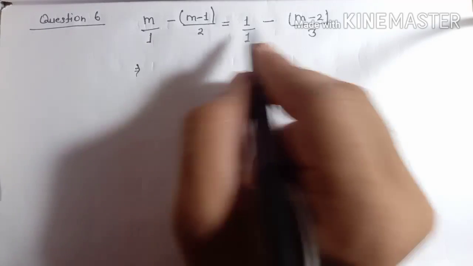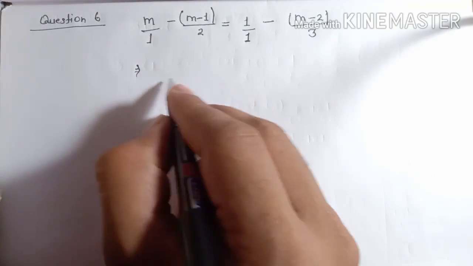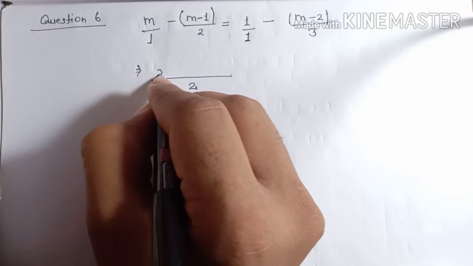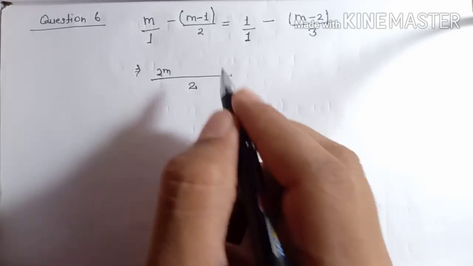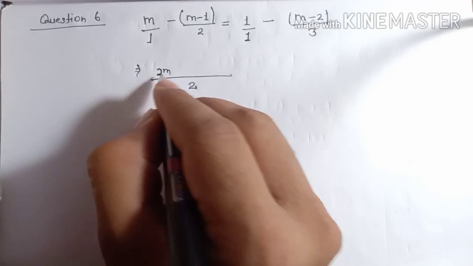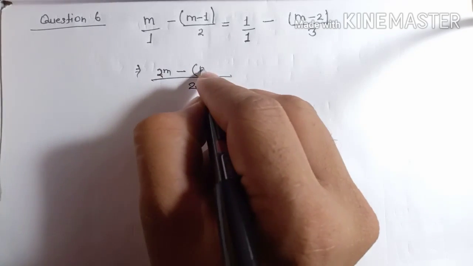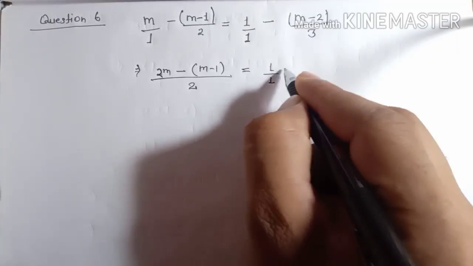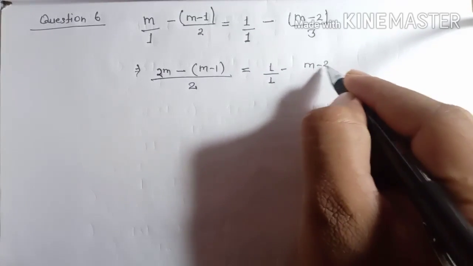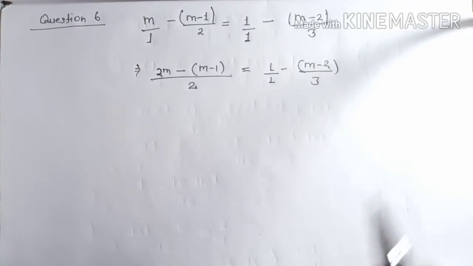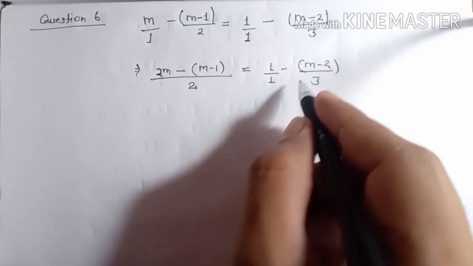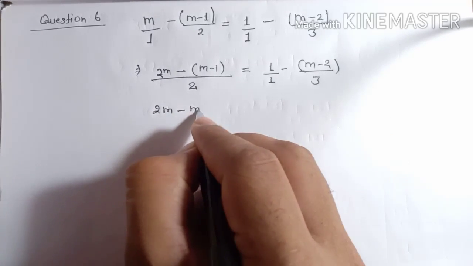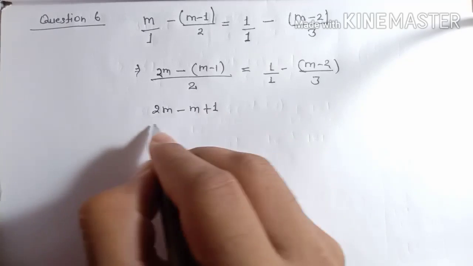Now we have to get the LCM of these terms. So you know what the LCM of 2 and 1 is? 2. So this will be 2m, because when 1 divided by 2 it comes to 2. So 2m minus (m minus 1) is equal to 1 minus (m minus 2)/3. And I forgot to take it here, so this is 2m, and now open the bracket, minus (m plus 1)/2.